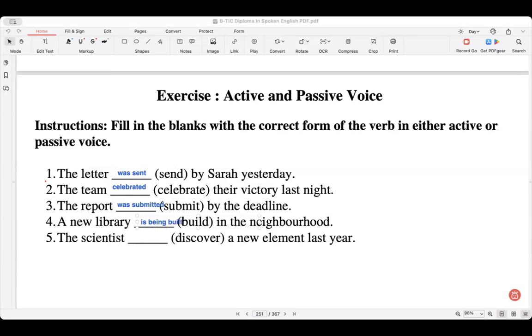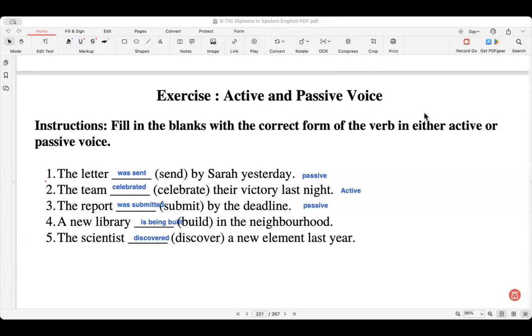Okay. The scientist? Was discovered. Correct. Usually, Fatima, so you can see the first sentence, it's a passive. Second, it's an active. Third, it's a passive again.